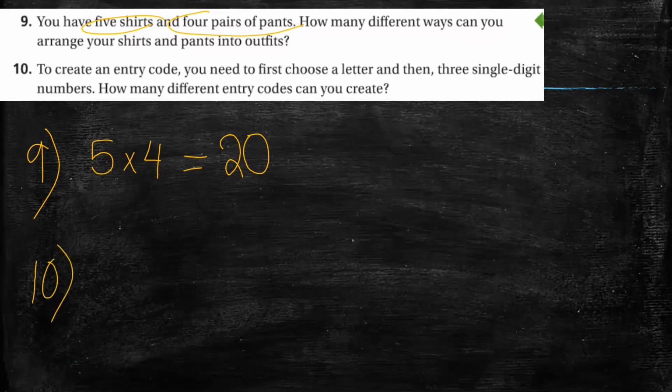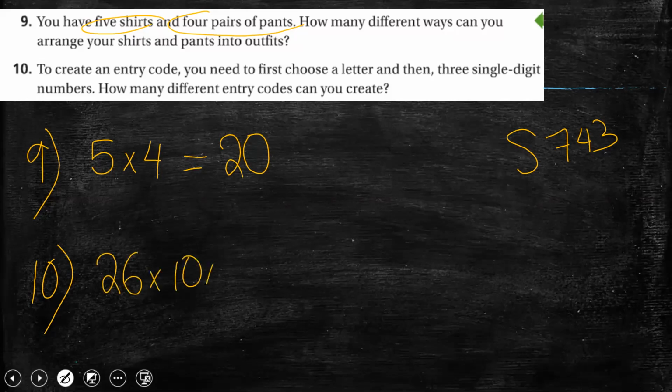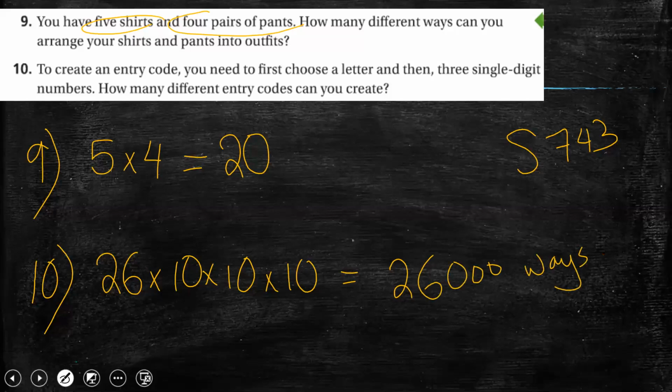Number 10. To create an entry code, you need to first choose a letter and then 3 single-digit numbers, like S743. This is an entry code. How many different entry codes can you create? 26 times 10 to the power 3, that is 26,000. Exactly. Is it clear? Yes, teacher.